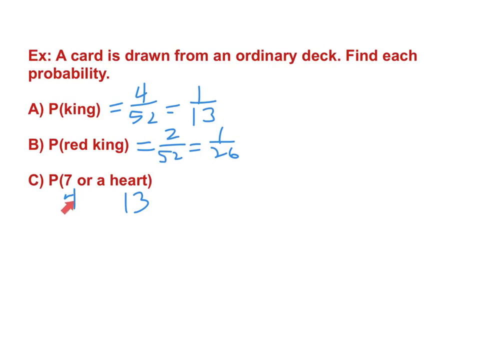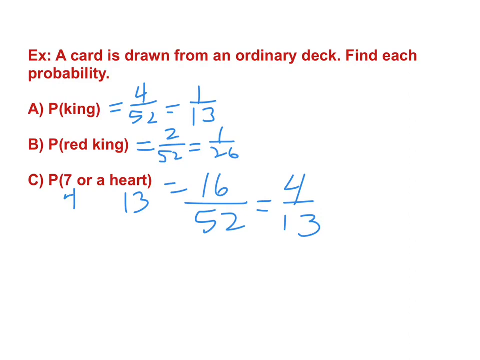Right, so there's a 7 of hearts in here, and there's also a 7 of hearts in here. We don't count it twice. So there are 16 possible ways to get a 7 or a heart, which is 4 out of 13. How many caught the fact that there was a 7 of hearts and that it counted in both places? Okay, good.